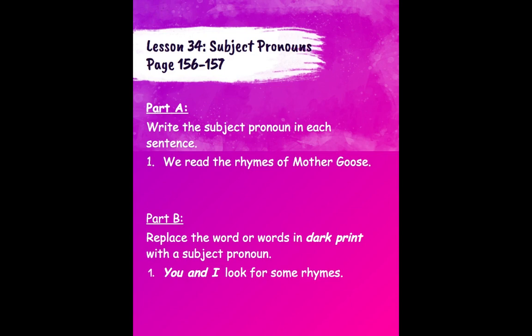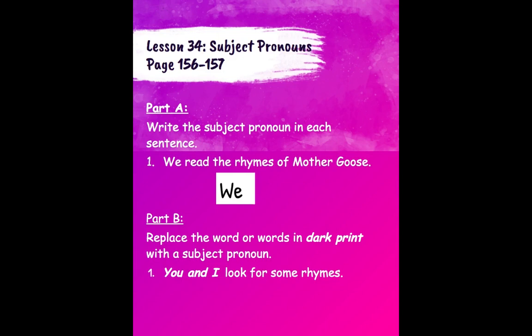Now part A, the directions say write the subject pronoun in each sentence. So they're going to give you a sentence, okay? And you have to tell me what is one of the subject pronouns, okay? So it's either going to be I, me, we, she, it, they, okay? So number 1, we read the rhymes of Mother Goose. So my subject pronoun is we. So all you're doing is writing we on the line.